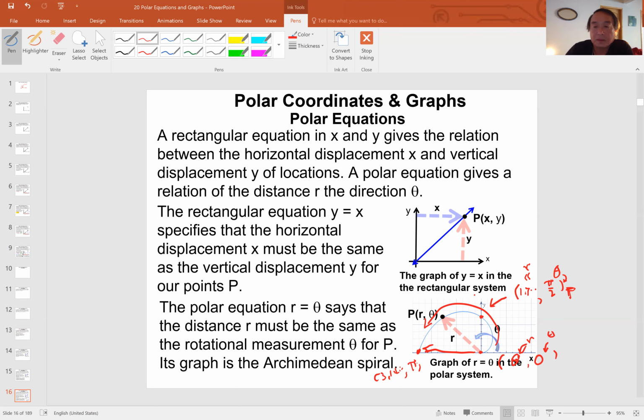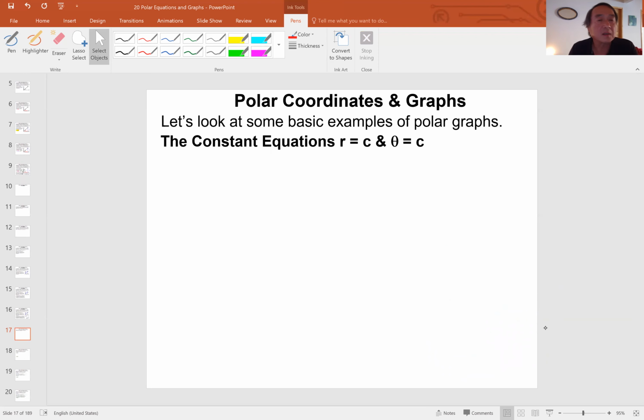And of course, you can get the coordinate of that point. The coordinate of that point is 0, 1.57, from pi over 2. This is the rectangular coordinates. Now, let's take a look at the graph of some of these equations using the letters r and theta.